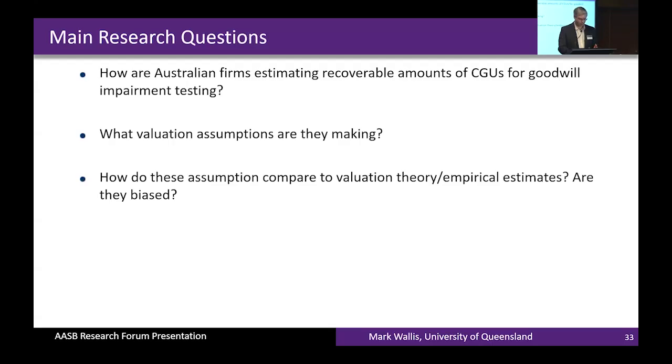Okay, so we want to know what's the current practice amongst Australian firms. Based on their publicly available information in their annual reports, how are they working out recoverable amounts for goodwill impairment testing? What kind of valuation assumptions are they making? And then how do those compare to what we might expect to see from valuation theory or from our own empirical estimates? And are the valuation inputs biased, as is widely claimed in the academic literature?